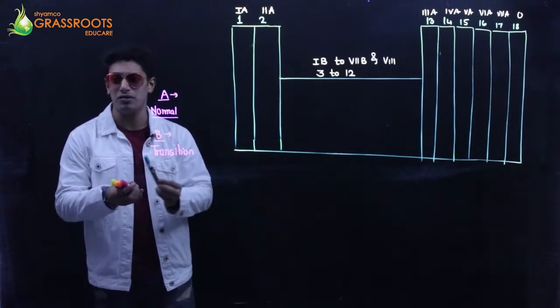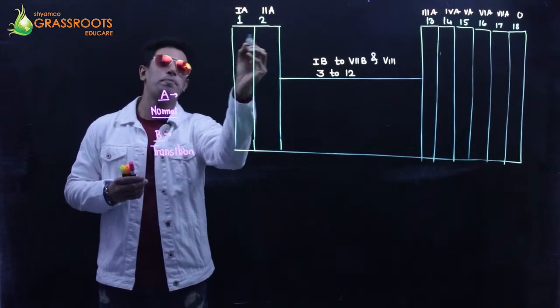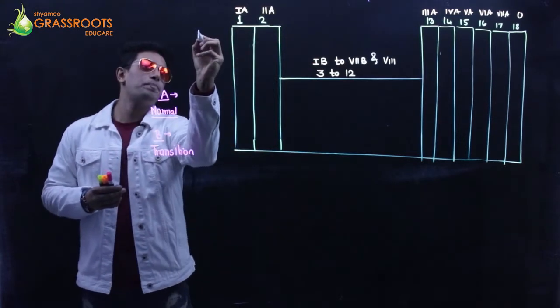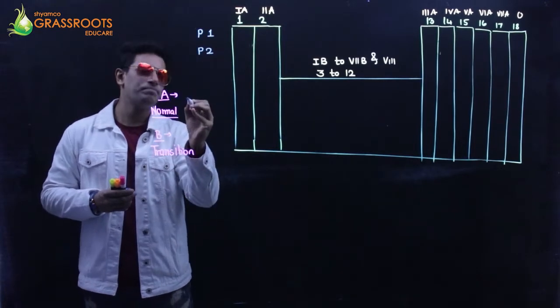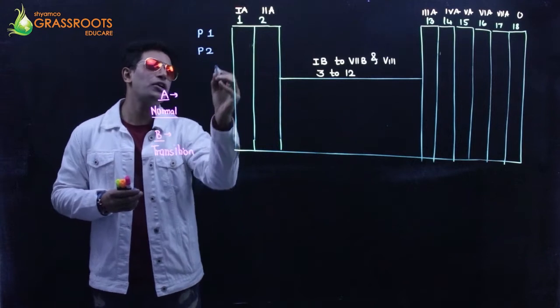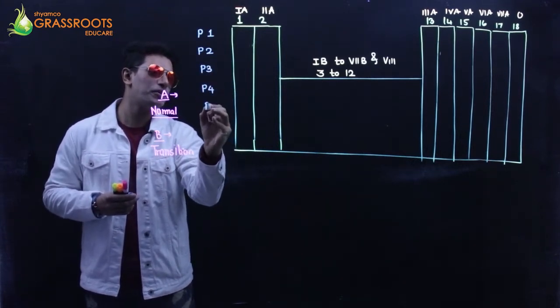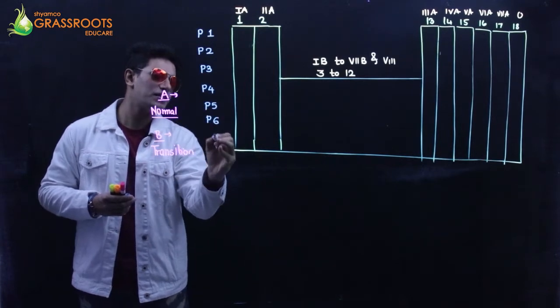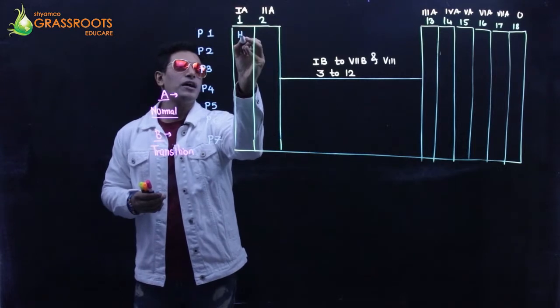If I fill the table, guys, let's say this is going to be your period 1. So period 1, period 2, then we have period 3. We have then period 4, period 5, period 6, and finally period 7. In period 1, you have hydrogen.